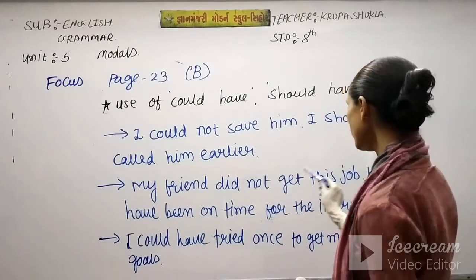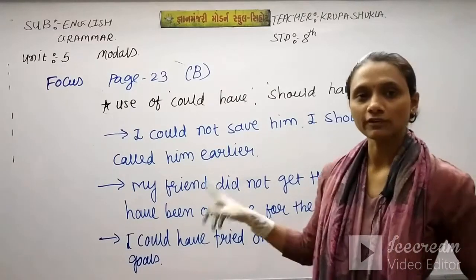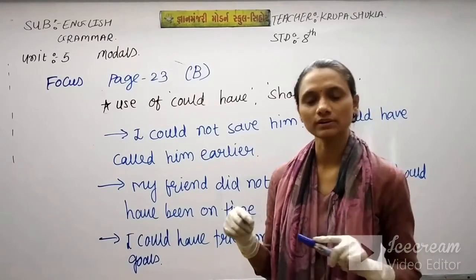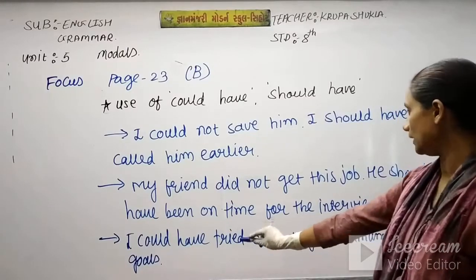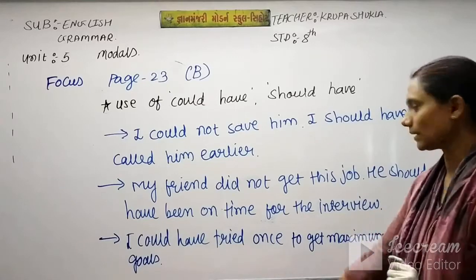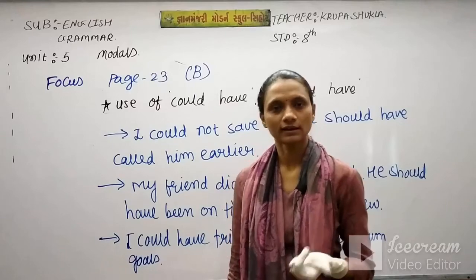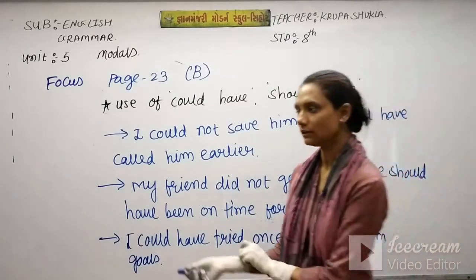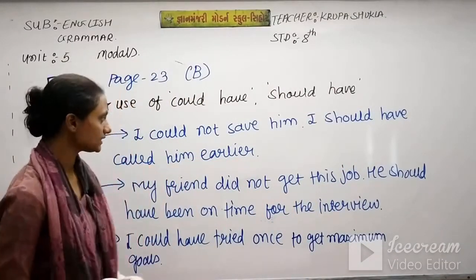Secondly, my friend did not get his job. He should have been on time for the interview. It means the friend of the speaker was late for that interview, and that's why that person didn't get that job. So the person is telling that he should have been on time for the interview. I could have tried once to get maximum goals. Means the speaker hasn't tried sufficiently, and he is telling that he or she could have tried once. Means he or she was able to get maximum goals. So these are the examples.